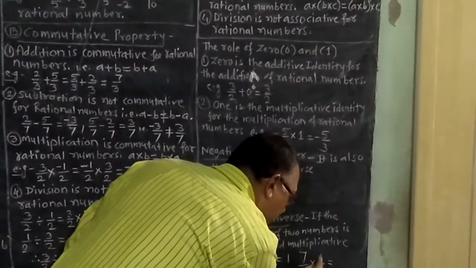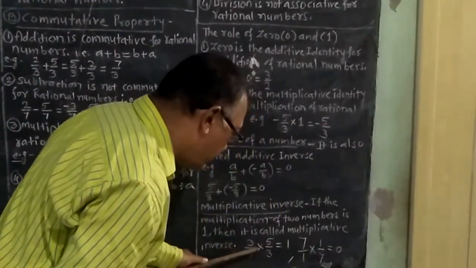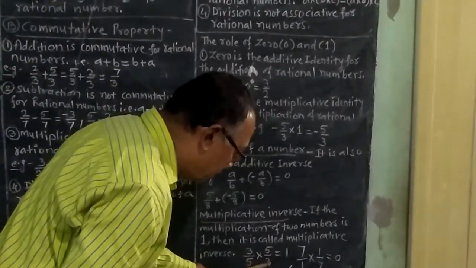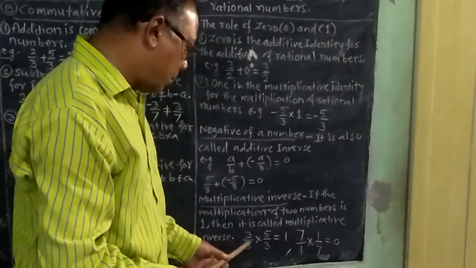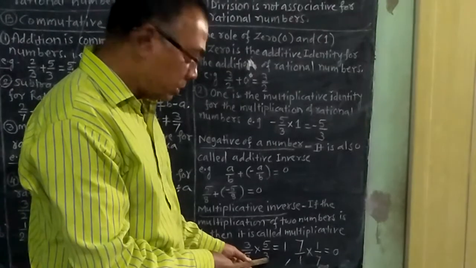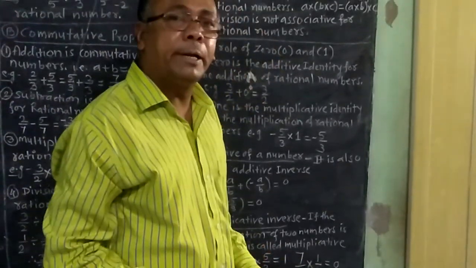7 upon 1 into 1 upon 7 is equal to 1. Similarly, 3 upon 5 into 5 upon 3. Here 5 will get cancelled, 3 and 3 will get cancelled. The product will be 1. And therefore, here 3 upon 5 and 5 upon 3 are the multiplicative inverse of each other. Similarly, 7 and 1 upon 7, they are multiplicative inverse.